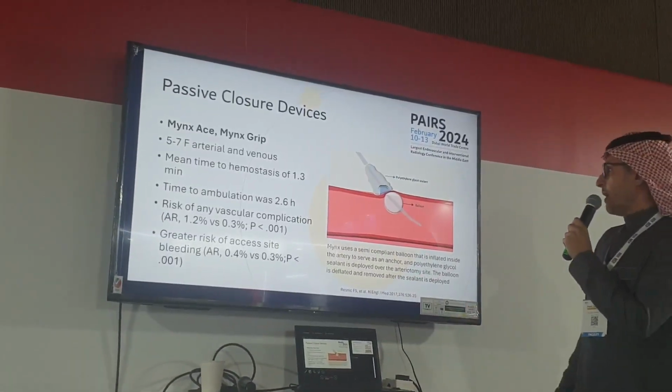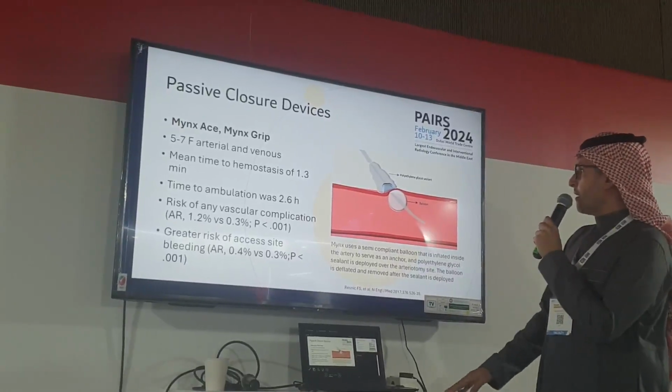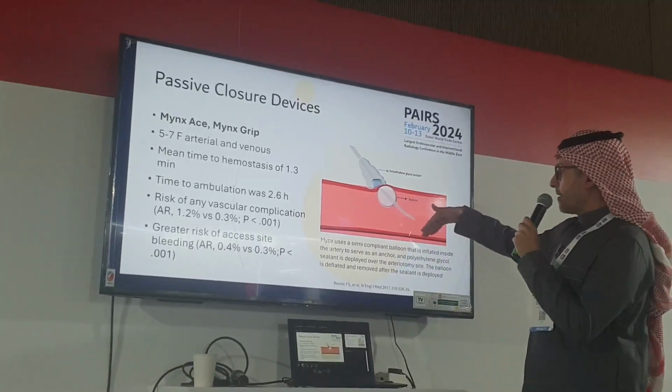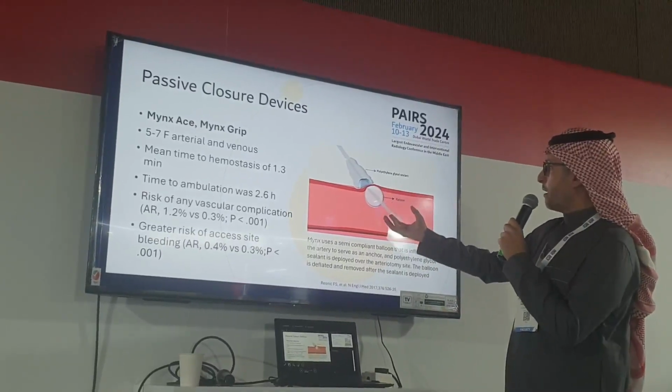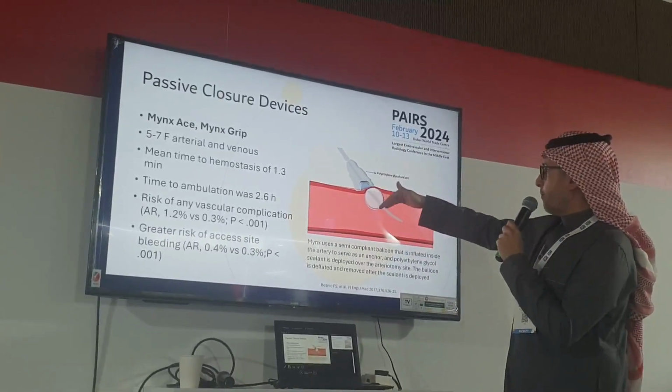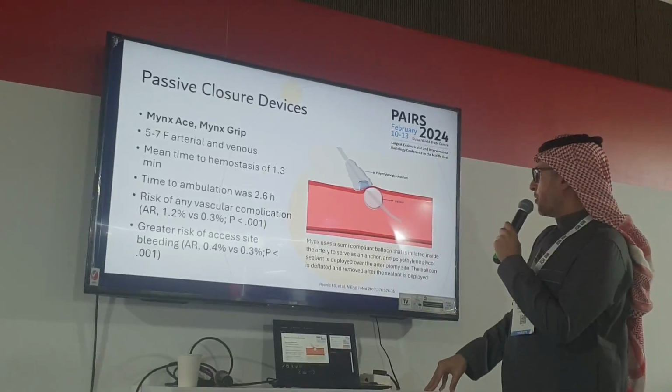So some examples, we have the Mynx. It's basically, as you do your access here, you inflate a balloon within the artery, and then you apply the glycol sealant.